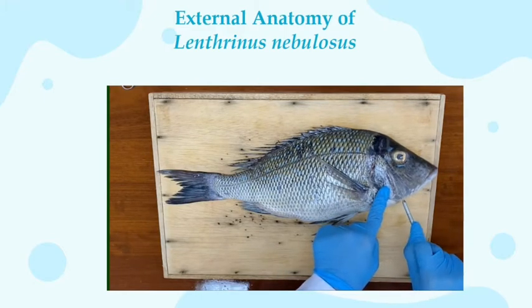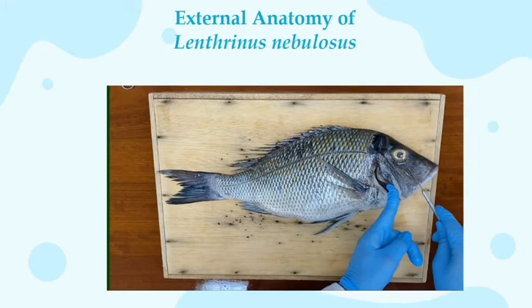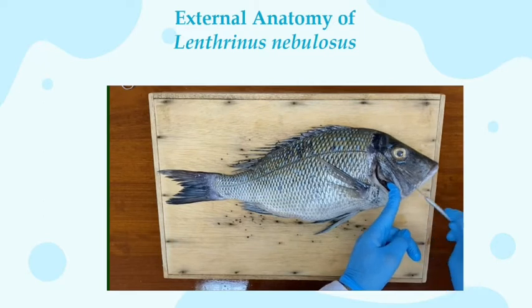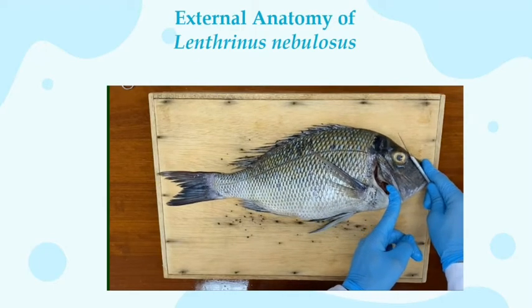Gills are covered by a flexible bony plate called the operculum. Gills are located on either side of the fish's head. Gills remove oxygen from the water and diffuse carbon dioxide from the body.